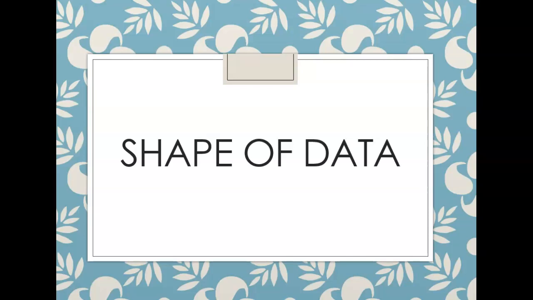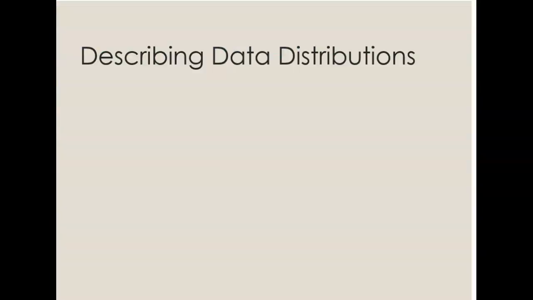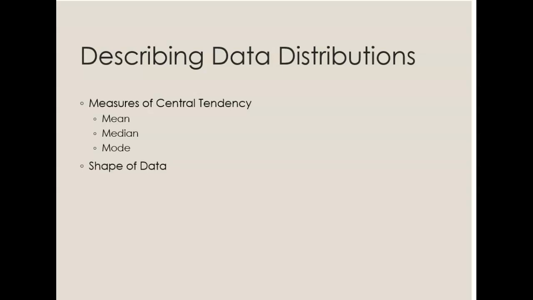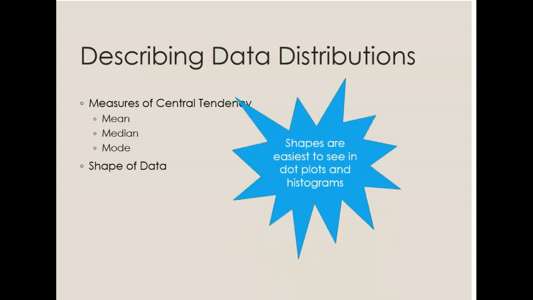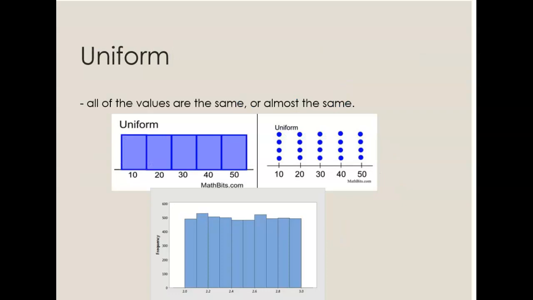So when we're looking at our data, there are different ways to describe it. We've looked at describing the center, and you describe the center of the data with the mean, median, and mode. Today we're going to look at the shape of data, and the shapes are easiest to see in dot plots and histograms. First shape we want to talk about is uniform.